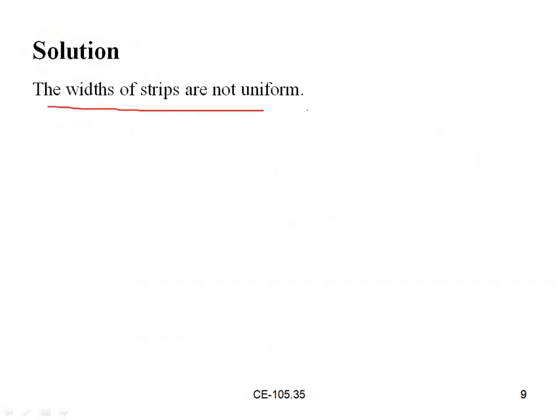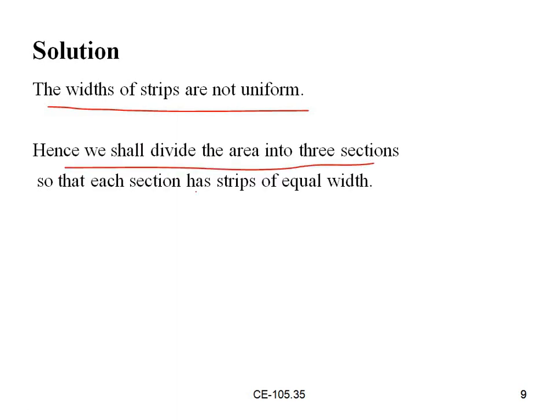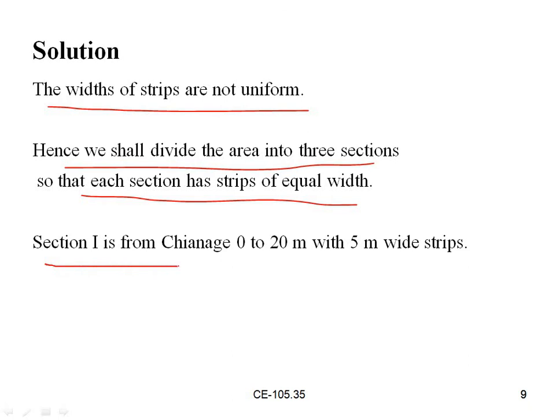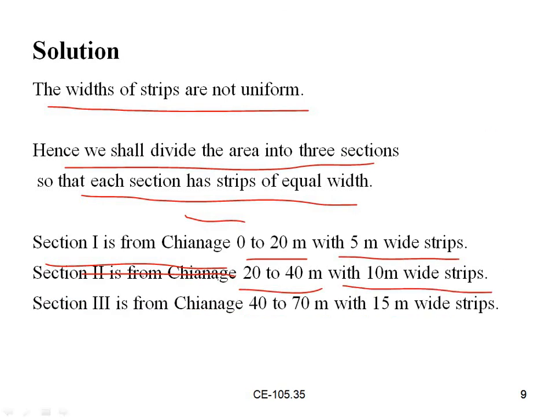The widths of strips are not uniform. Hence we shall divide the area into 3 sections, so that each section has strips of equal width. Section 1 is from chainage 0 to 20 meters with 5 meter wide strips. Section 2 is from chainage 20 to 40 meters with 10 meter wide strips. And section 3 is from chainage 40 to 70 meters with 15 meter wide strips.